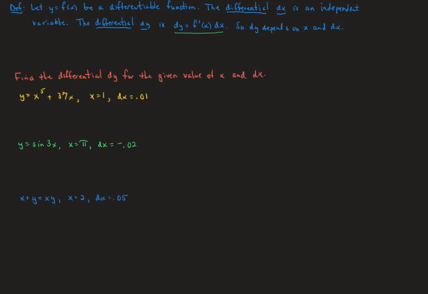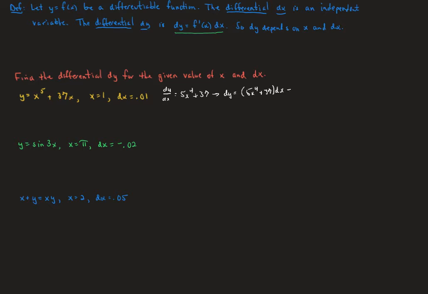plus 37x, x is equal to 1, and dx is equal to 0.01. So we start by finding the derivative, dy dx. That's going to be just as we've done before, 5x to the fourth plus 37. From there, we're going to multiply the differential dx to the other side. So this is the kind of interesting new and different strategy. So we can separate out the dy and the dx.